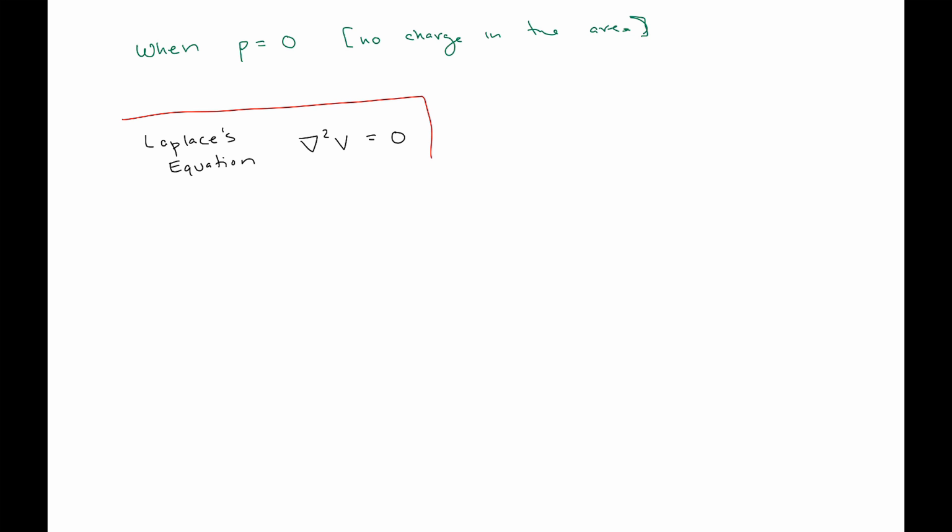Okay, so we have a special situation when rho is equal to 0, which means no charge in the area. That means that the right-hand side is going to be equal to 0. And this is what's called Laplace's equation. It's really just a special form of Poisson's equation, where rho is equal to 0, but it gets its own name because you can use some different techniques to solve it when the right-hand side is equal to 0.